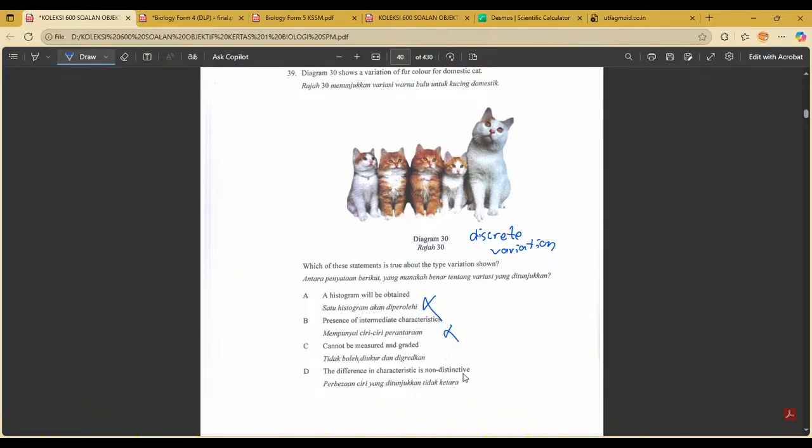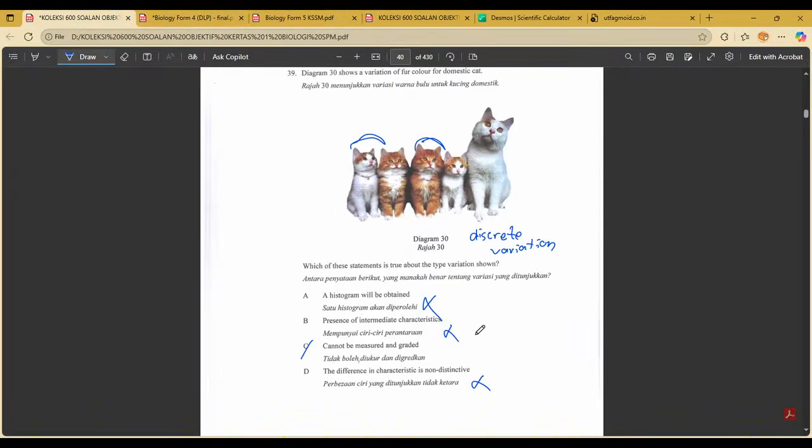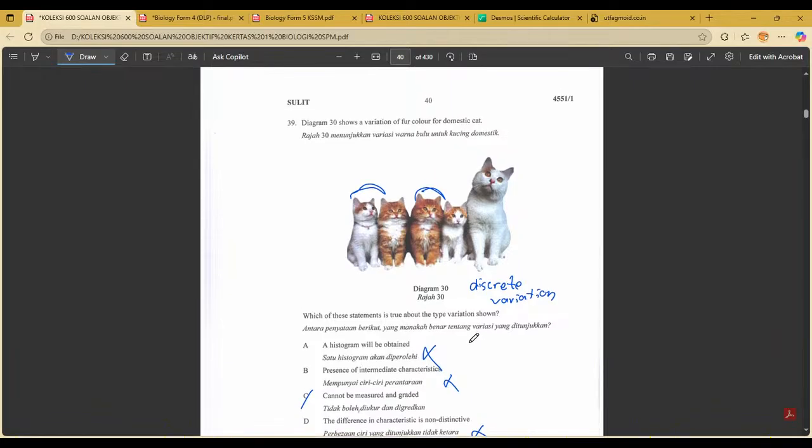What does this mean? Okay, I guess difference in characteristics is not distinct. It's very distinct. It cannot be measured and dated. I assume that means, hmm, I don't know. It can be quantified, not quantized.